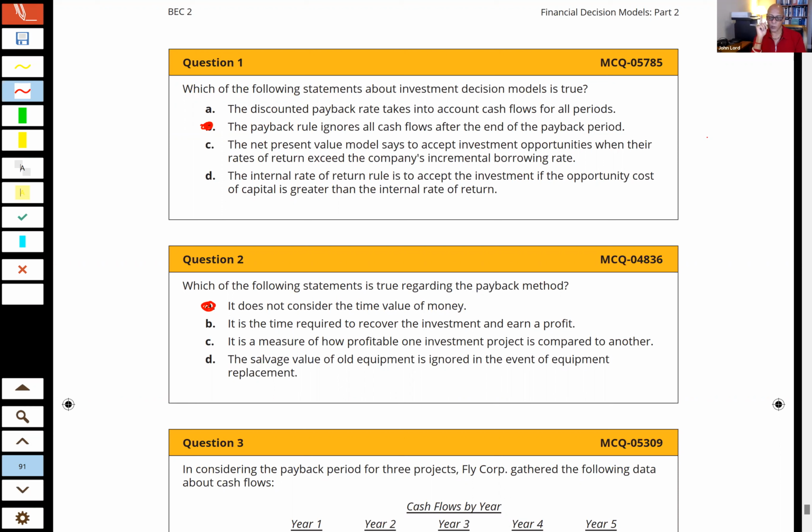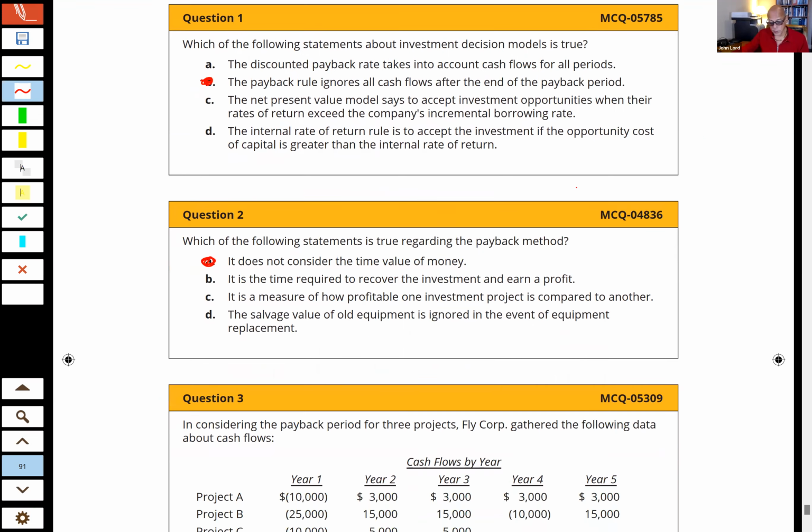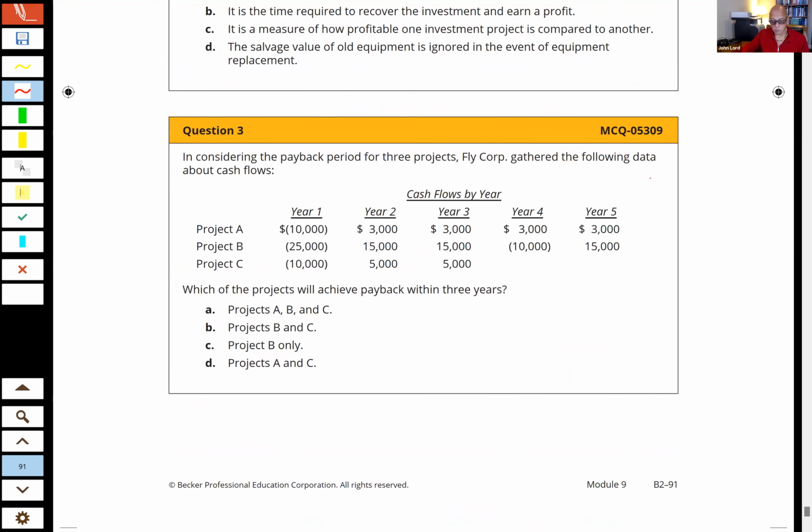The thing that you would ignore is the salvage value of the new equipment, because you're not really looking to evaluate a project that way. You don't want to have to wait until you sell off the new equipment to recover the investment on it. By then it would be old. That would be kind of a silly project to get involved in. Okay, all right, good. Let's look at question 3 here.